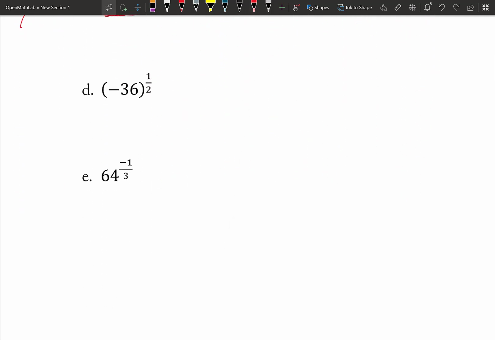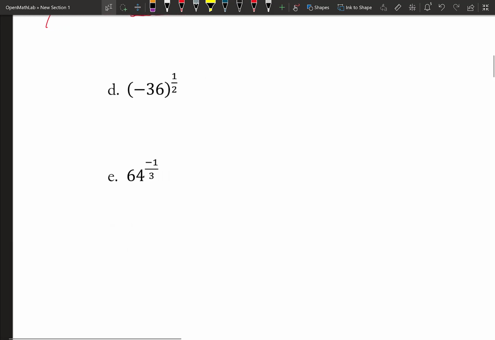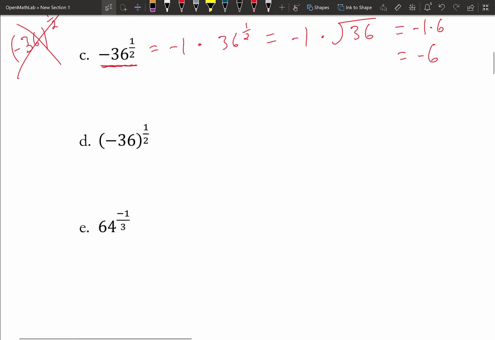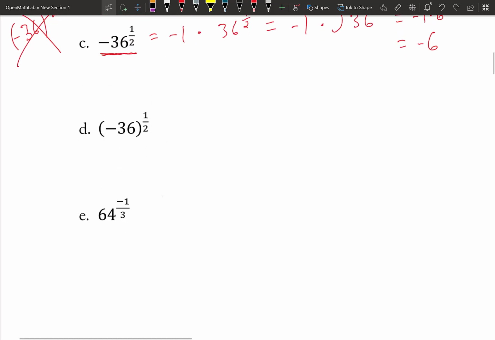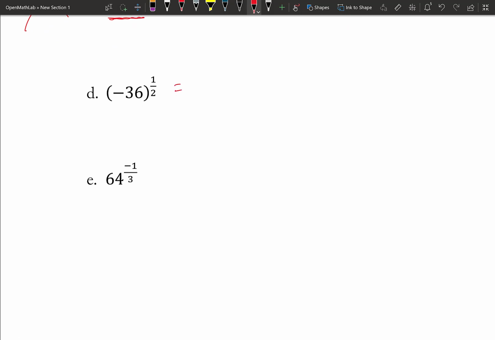And then part D, that's actually what I had written off to the side, right? The difference between those is that in C, the negative sign is not included, where in D, it is included. So this would be equal to the square root of negative 36, which is not equal to a real number, right? Because we can't take the square root of a negative number. If your index is even, the radicand, the part underneath the radical, can't be negative.